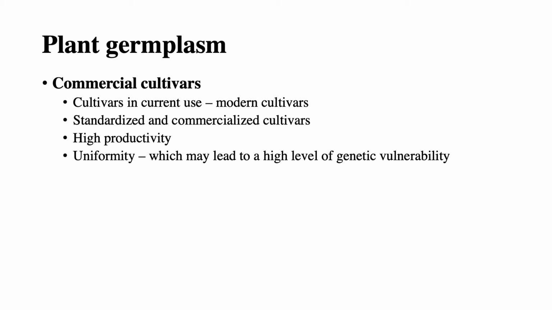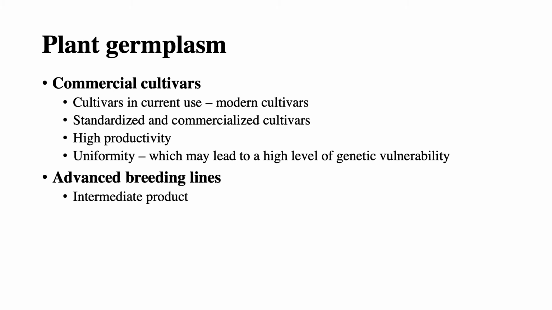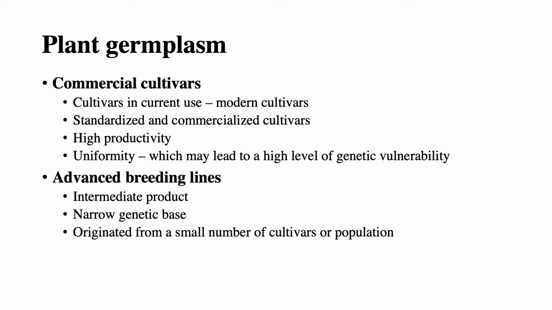So now let's have a look at advanced breeding lines. These are the materials obtained by the plant breeders as intermediate products. These lines usually have a narrow genetic background because in general they have originated from a small number of cultivars or populations. That is why these advanced breeding lines have a narrow genetic base.